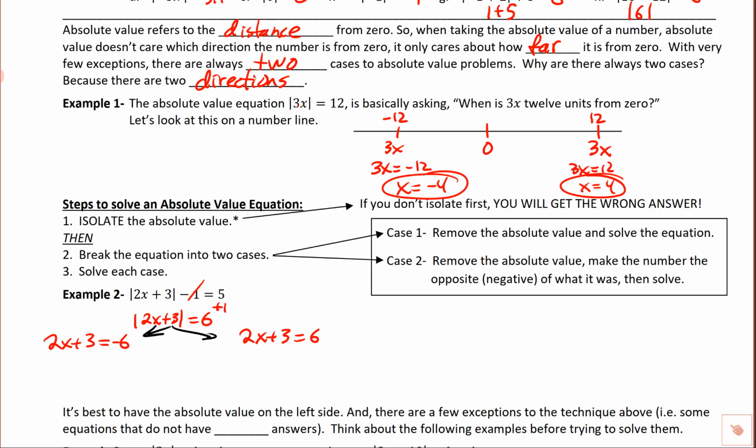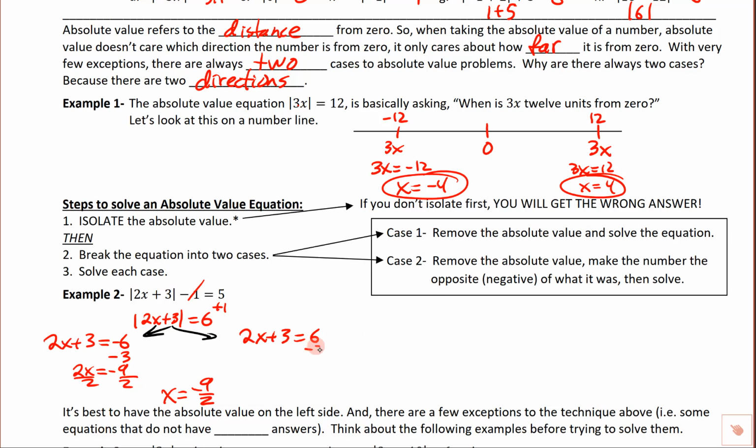So then we just go through and we solve. I mean, you can kind of just ignore the other case and we can just go through and solve. So I'm going to subtract 3. So I get 2x equals negative 9. We're going to divide by 2. So we get x equals negative 9 halves. Okay, there's one answer. And then the other one, we're going to add 3.